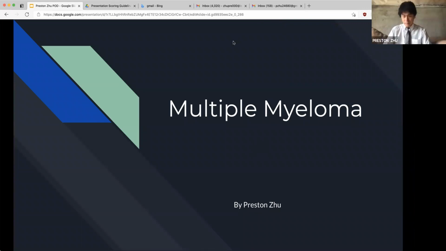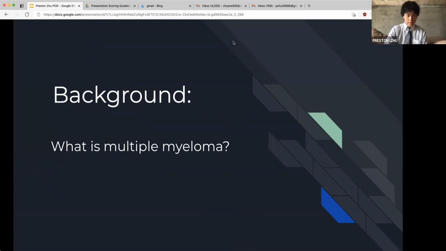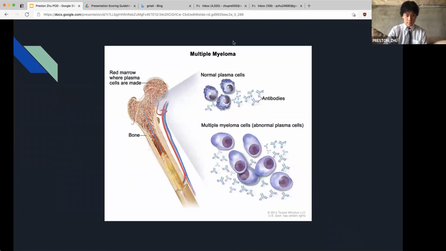Okay, so my presentation is on multiple myeloma. And so what is multiple myeloma? Well, multiple myeloma is one of the most common blood cell cancers in the US and in the world. It currently accounts for approximately 10% of all blood cell cancers in the US. It is biologically characterized by malignant plasma cells in the bone marrow secreting monoclonal proteins. And these secretions can cause a variety of different end organ damages, such as renal impairment.